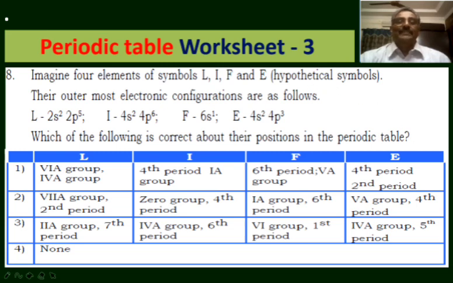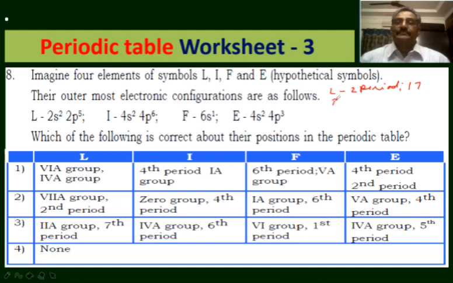Let us see. What is the configuration of L? 2s2 2p5. The electronic configuration of L is 2s2 2p5. So L belongs to second period, and as the differentiating electron is present in the p orbital, it is a p block element. So in the case of p block elements, group number is equal to 10 plus number of electrons in the valence shell, that is 10 plus 2 plus 5, that is 17. So this belongs to 17th group. L belongs to second period and 17th group.